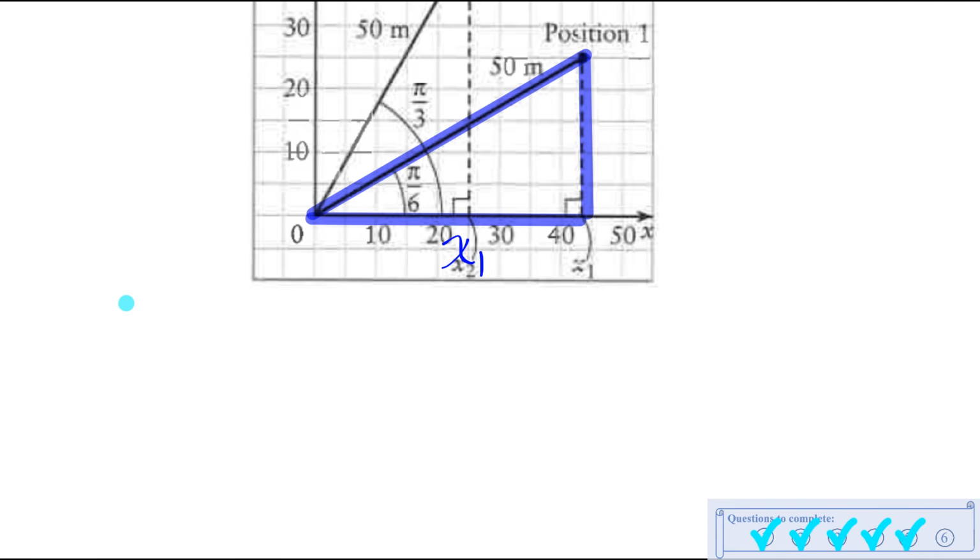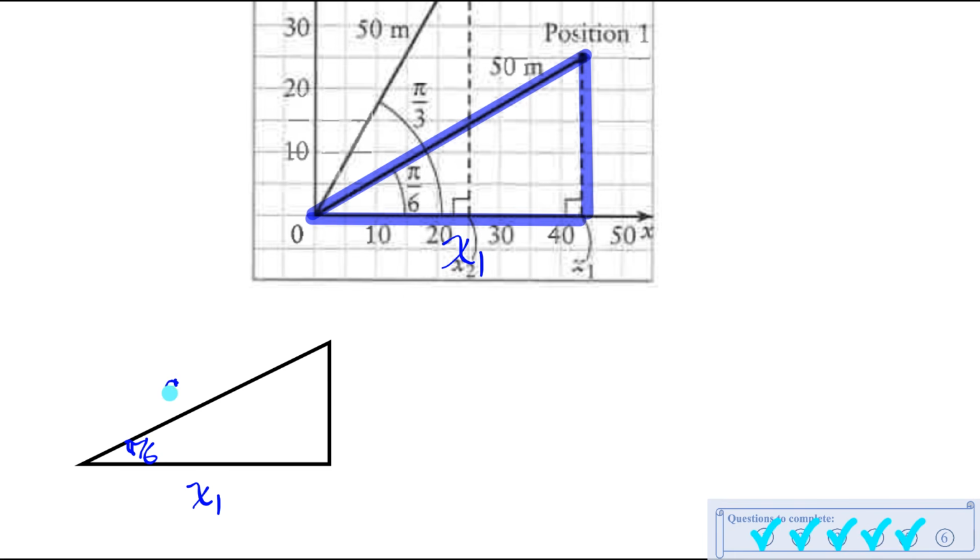So I'm going to redraw that triangle over here. It's just going to be a rough drawing where I know this is x1. I know this angle, the angle it makes with the ground, is pi over 6. And I know the length of the kite string is 50 meters. And I know it's a right triangle.